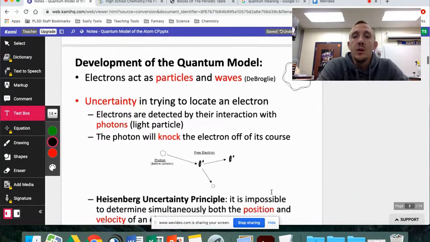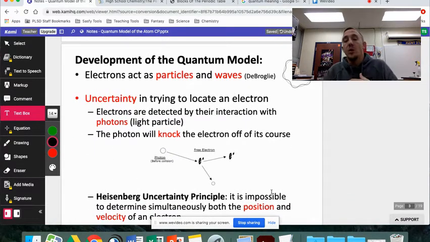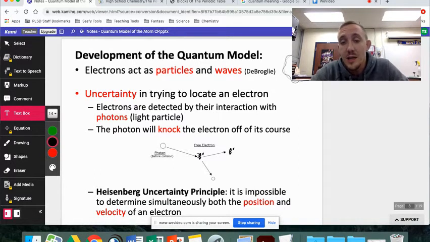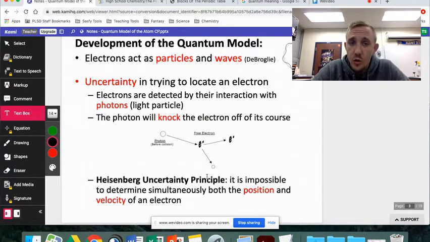Okay. Now, in the development of the quantum model, what we know is electrons actually act as particles and waves. Okay. And so we have uncertainty in trying to locate an electron because electrons are only detected by their interaction with a photon or a light particle, because we can actually see it when it interacts with an electron. But the photon will knock the electron off course. So if a photon hits the electron, the electron is going to go this way, okay, and the photon's going to go this way. And so we can only see the interaction once they hit each other.